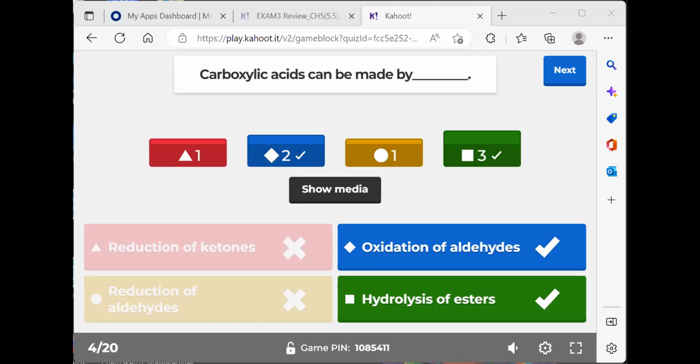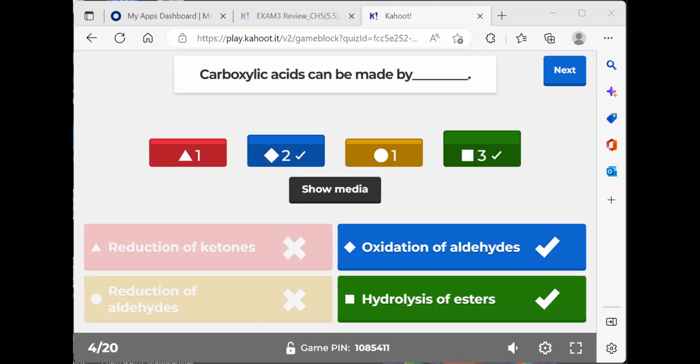There's one more. It's not here. What is the other way? Let's put it in the chat. One more way that we can make a carboxylic acid. No, it's not the condensation of an alcohol. It's in the hydrolysis. What other functional groups can we hydrolyze to make a carboxylic acid?